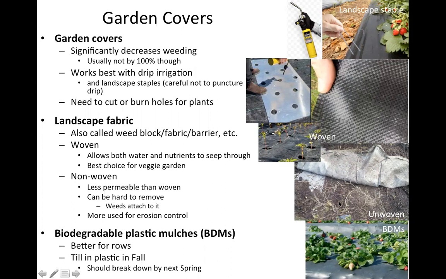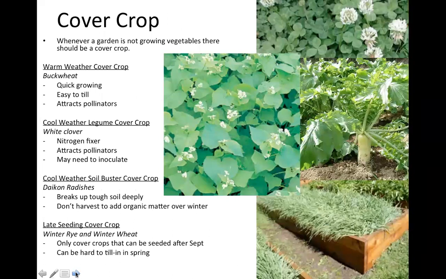Unwoven landscape fabric is pretty crazy. The roots grow into it, and then it's impossible to rip up. And then you can use different kinds of biodegradable plastic mulches as well. Cover crops are also another great way.